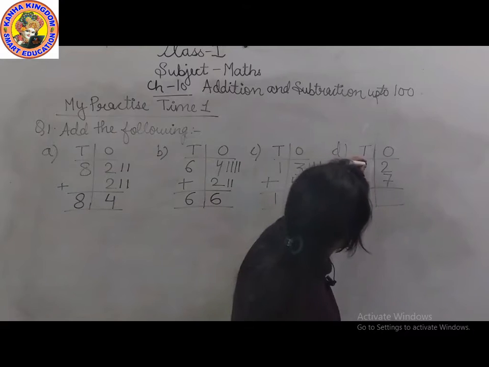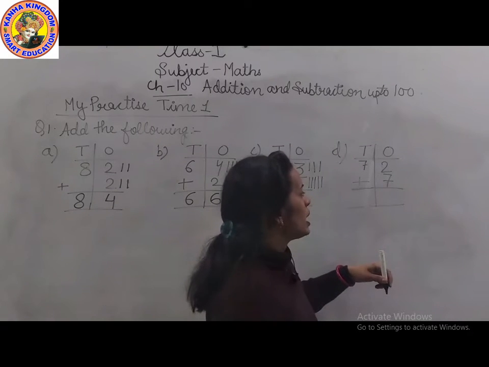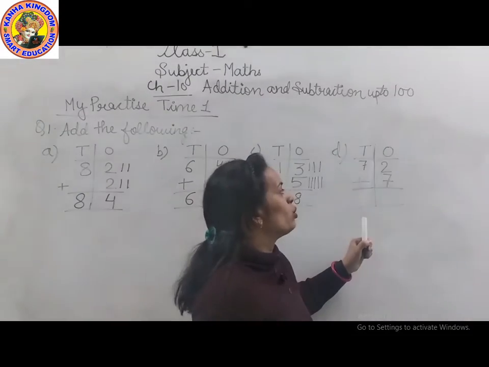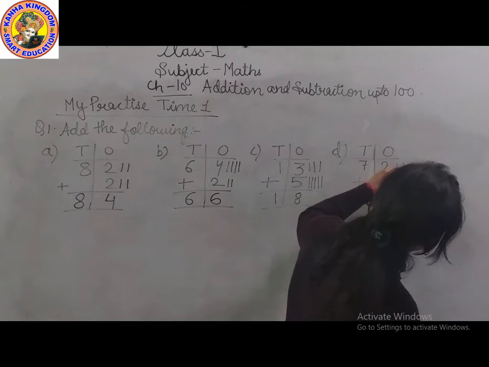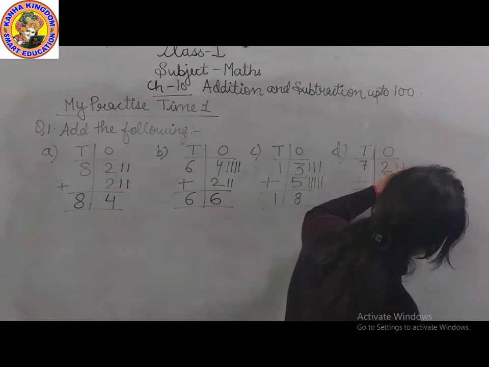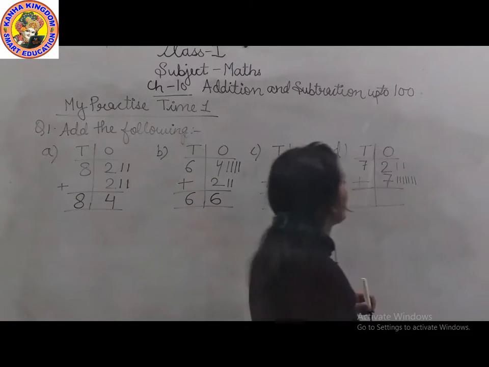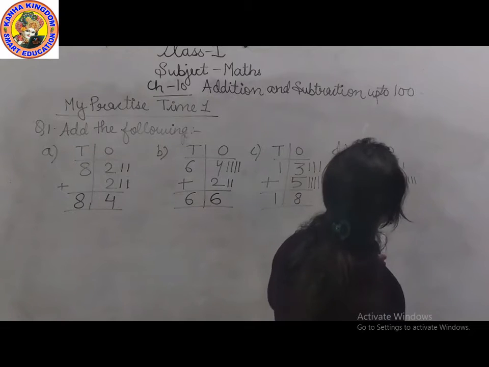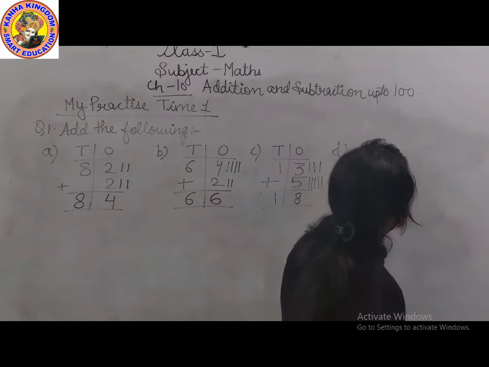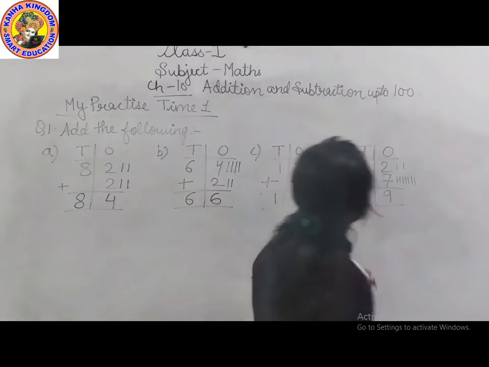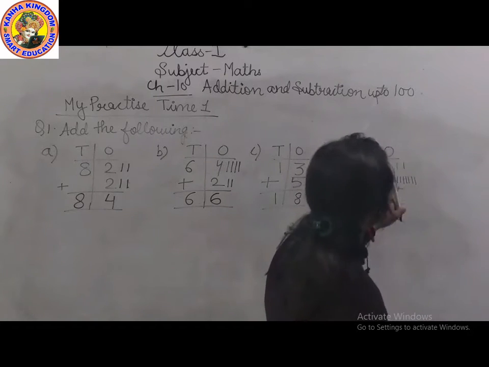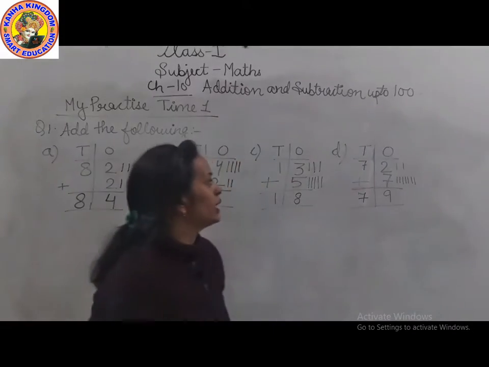Now next, 7 tens, 2 ones plus 7, which means 72 plus 7. Okay? Let's count: 1, 2, 3, 4, 5, 6, 7, 8, 9. So 2 plus 7, 9. Bring down 7. So 72 plus 7 equals 79. Okay?